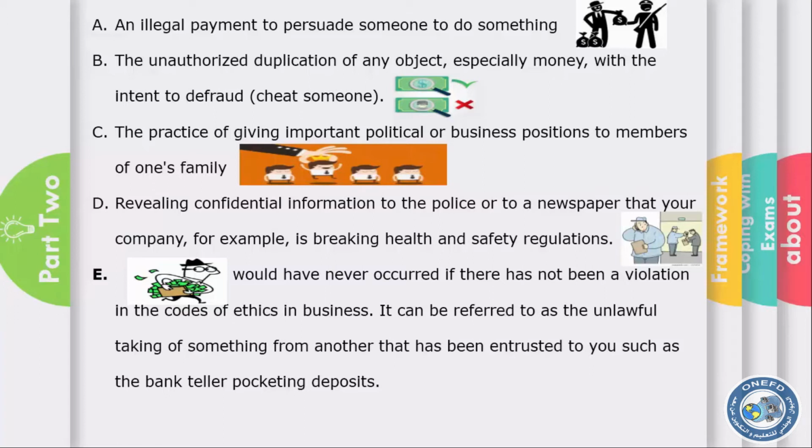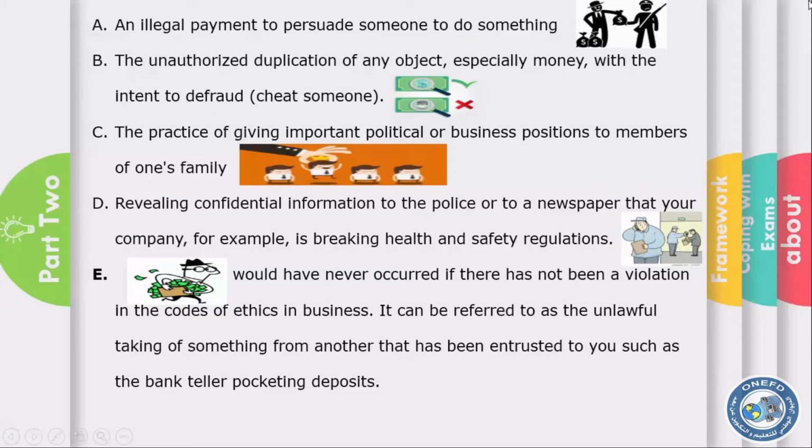C: the practice of giving important political or business positions to members of one's family. And beside it you have a picture. We have four people, and we see three people closing their eyes, and only the third person here in the middle has opened eyes and is very happy because he was selected. Why was he selected, and why were these not selected? So what word is appropriate to both the picture and the definition?